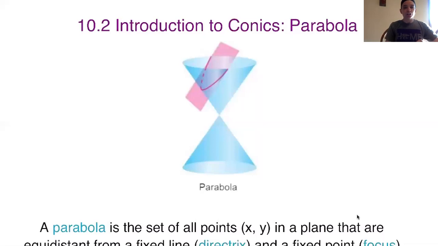Okay, so you saw the double napped cone with Miss Cronky when she talked about circles. So here is our double napped cone with our plane going through, and it's creating a parabola. Okay, we can have wide parabolas, we can have skinny parabolas, but one of the conic sections is a parabola.